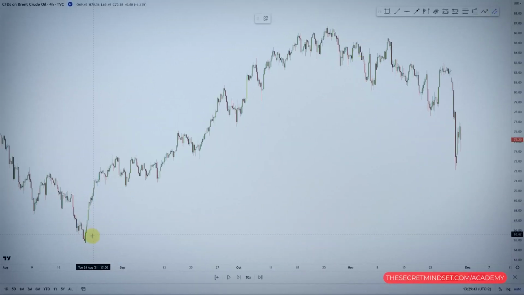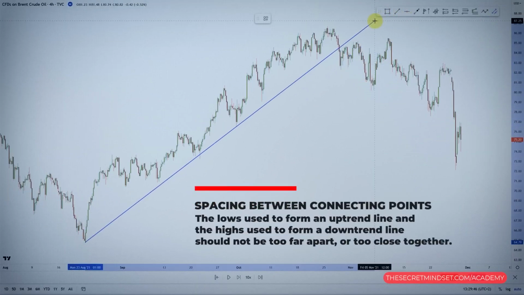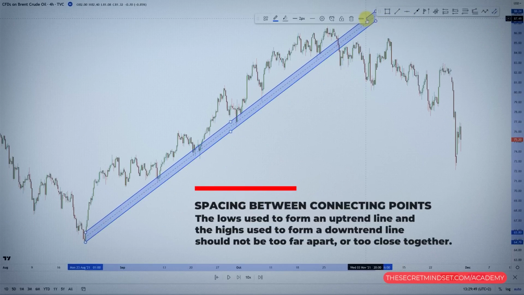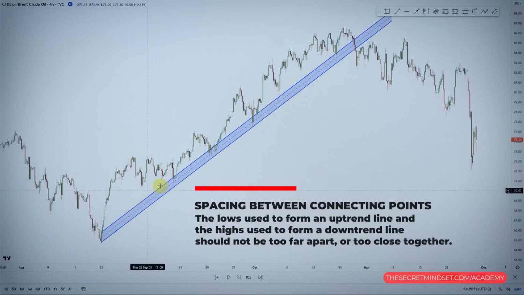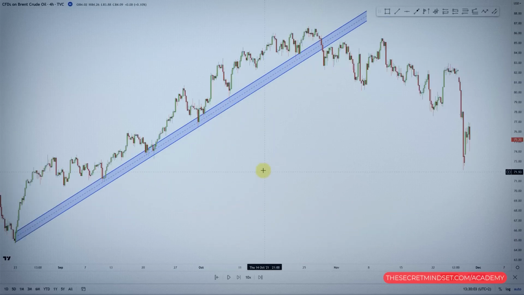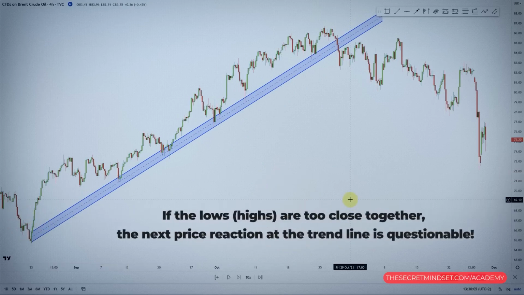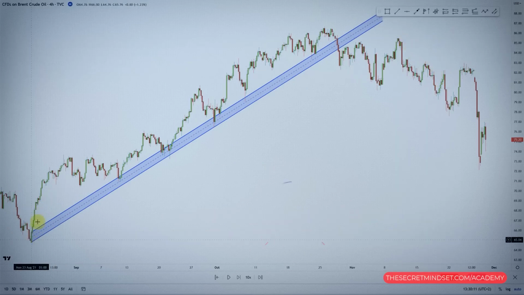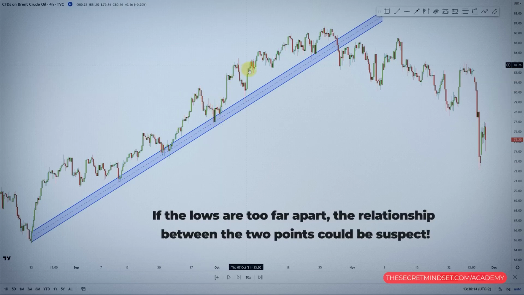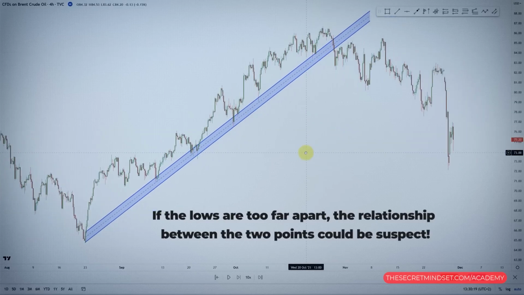Another tip: spacing between connecting points matters. The lows used to form an up trend line and the highs used to form a down trend line should not be too far apart or too close together. The most suitable distance apart will depend on the time frame and the degree of price movement. If the lows or the highs are too close together, the next price reaction at the trend line is questionable. If the lows are too far apart, the relationship between the 2 points could be suspect. An ideal trend line is made up of relatively evenly spaced lows or highs.